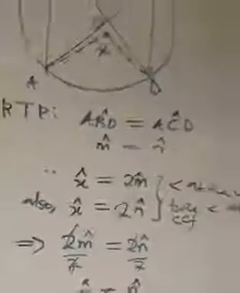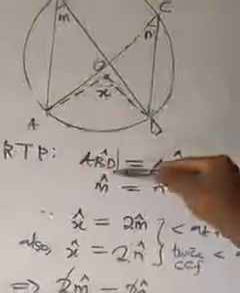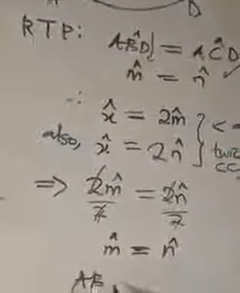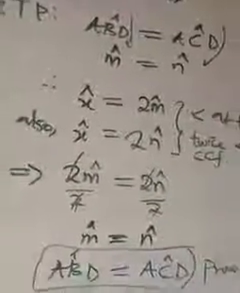Let's go back to this. You can see this is M, this is N. We can now change it to ABD is equal to ACD. Proved. So this is how to prove that angles at the same segment are equal.